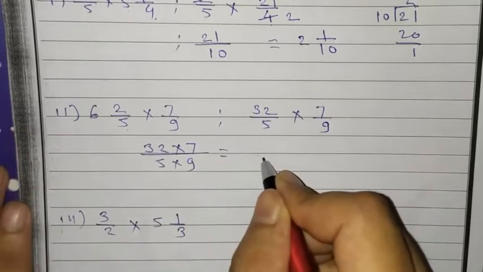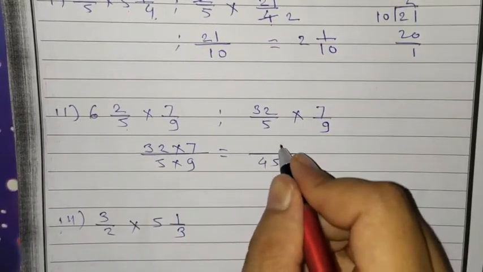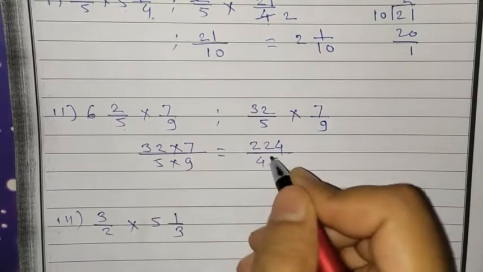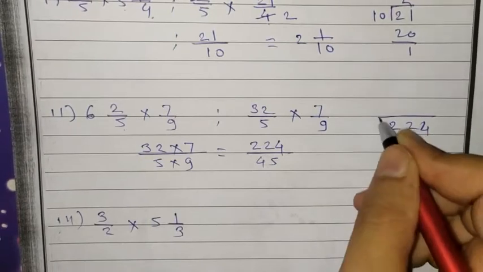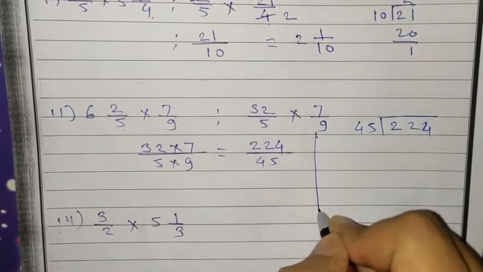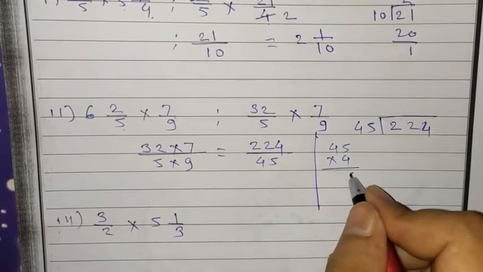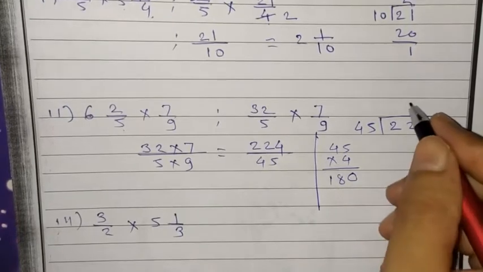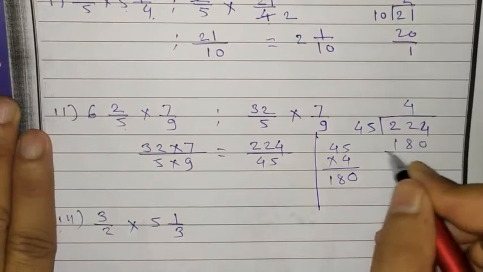5 into 9 is 45. Then you do the multiplication of 32 and 7. So 7 into 2 is 14. And then 7 into 3 is 21 plus 1, 22. So 224, which you have to divide by 45. So here you try it out with 4. 45 into 4: 4 into 5 is 20, 4 into 4 is 16 plus 2, 18. So you have to use number 4 and subtract 180.